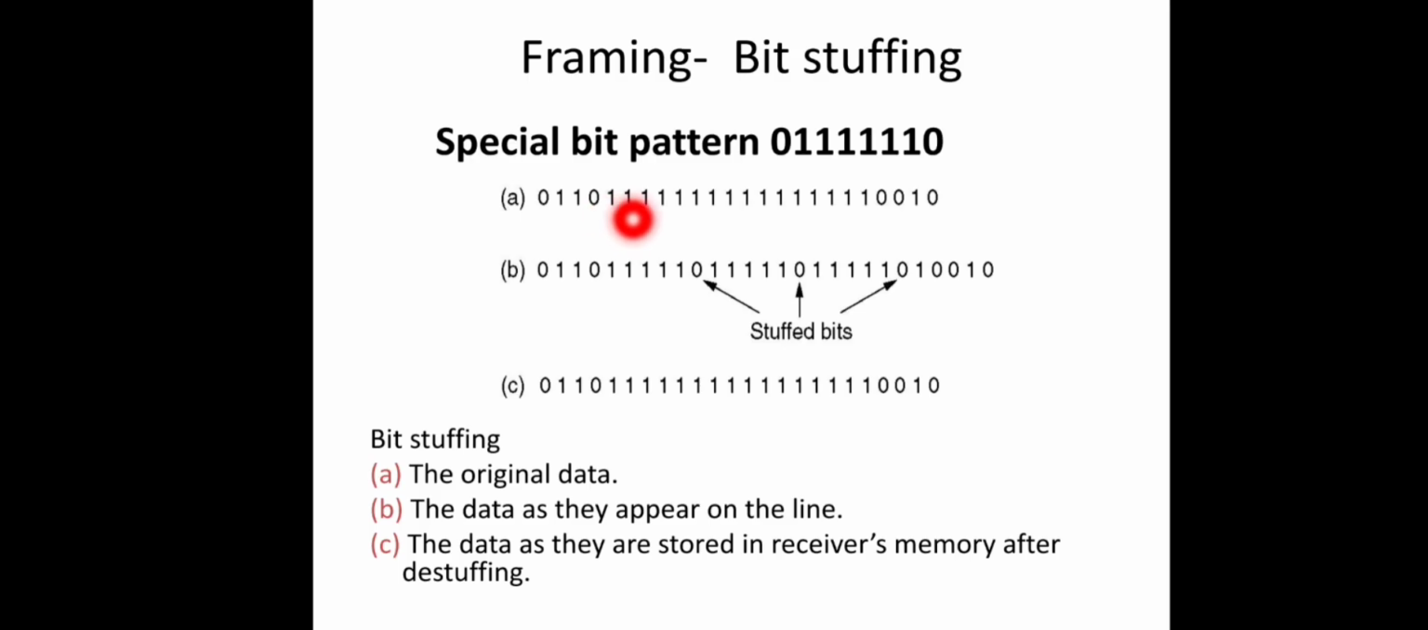After every 5 ones in the data part, we will insert a 0. Here you can see that after 5 ones, a 0 is inserted. It is never allowed to have 6 consecutive ones in the data part of any data frame. Like this, after every 5 ones, a 0 will be inserted. These are called stuffed bits, bit stuffing. So this is the data traveling over the network.